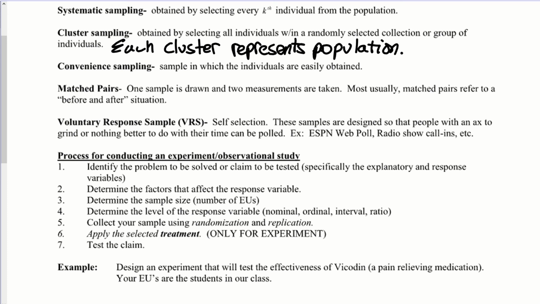Matched pairs, one sample is drawn and 2 measurements are taken. Most often it's before and after, but as long as it's 1 sample and 2 measurements, you're good to go. An example that I like to use is left and right-handed dexterity. If you have a task that you need to perform with the left hand and with the right hand, measure the amount of time that it takes to do both. You yourself are part of the sample, but 2 measurements are taken. It's not a before and after situation. It's just 2 separate measurements, right?